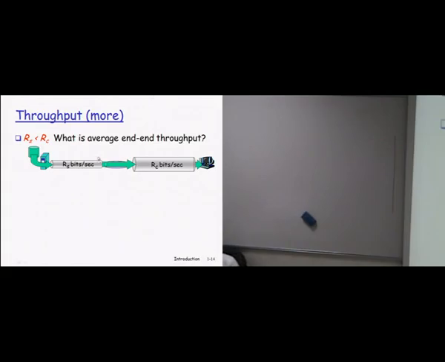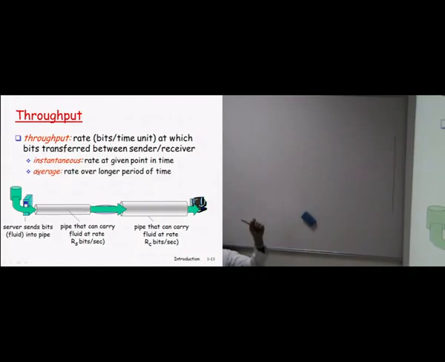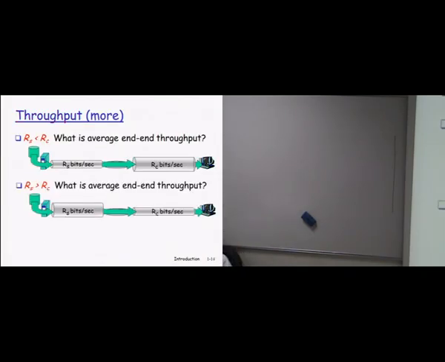If Rs is bigger than Rc, what is the average end-to-end throughput? In case the rate Rs bits per second of the first link is more than that of the second link, what will it be? So where is the bottleneck? Where can the problem come in both scenarios? It is the link on the end-to-end path that constrains the end-to-end throughput.